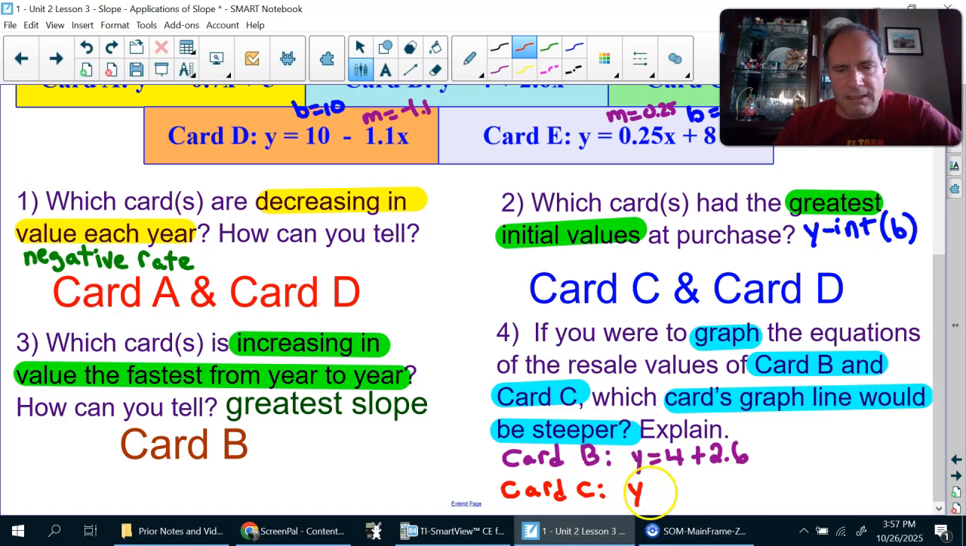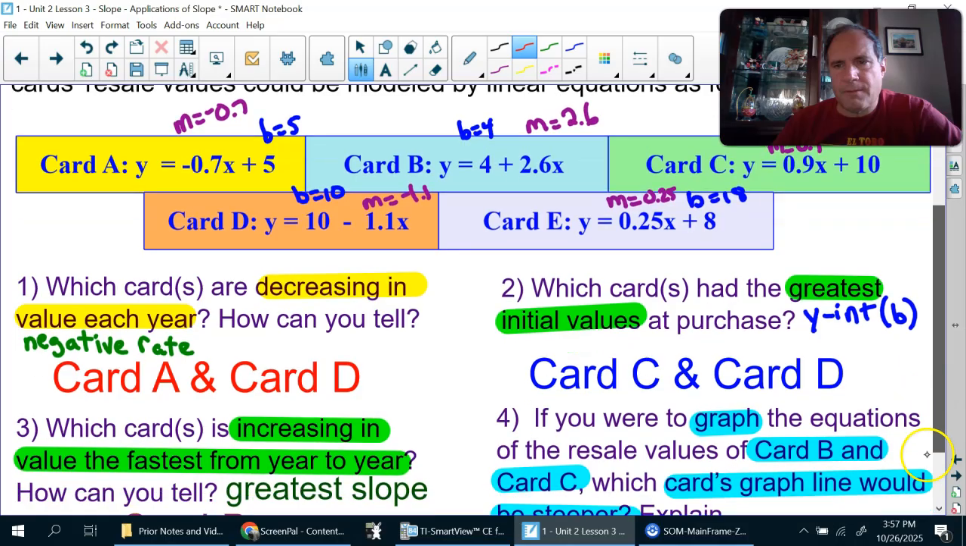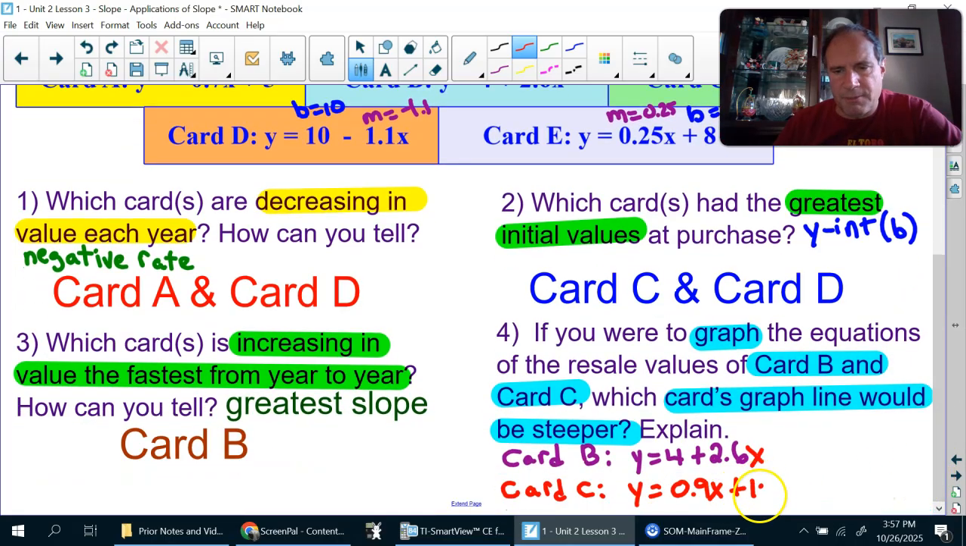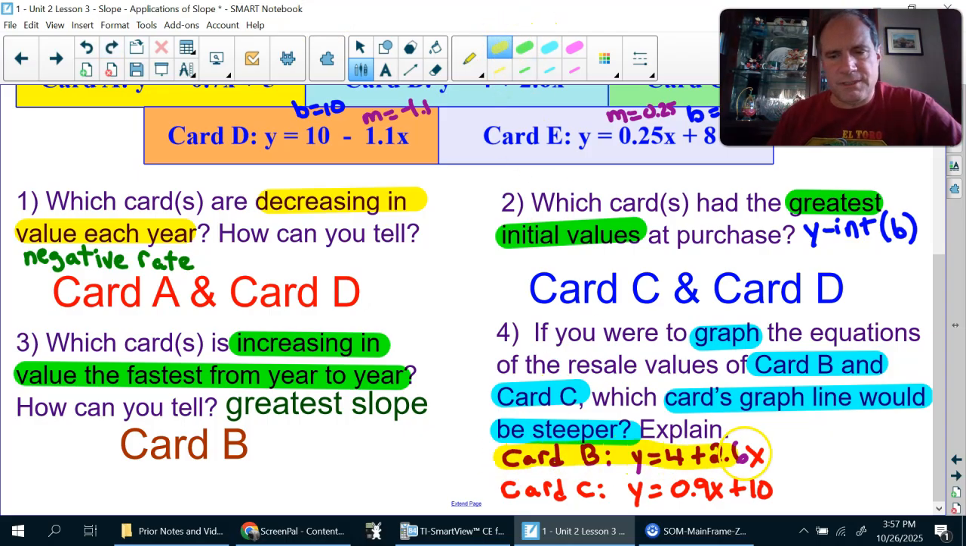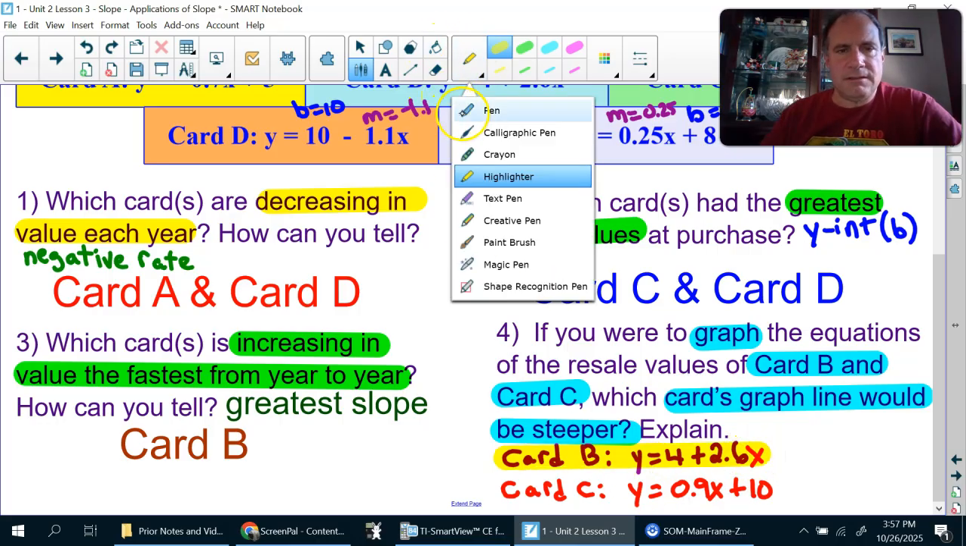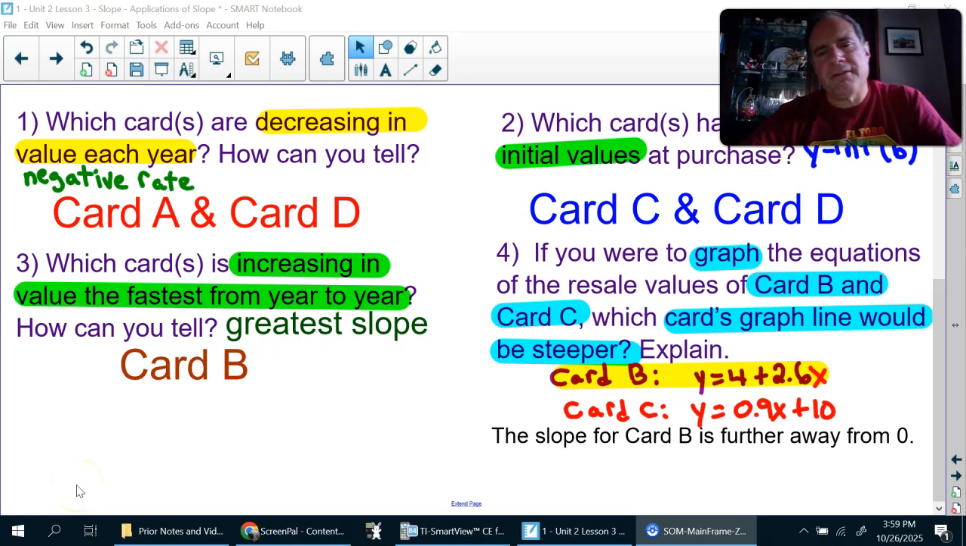steeper? So this is y equals 0.9x. This is x plus 10. So which one would be steeper? And card B would be steeper, and you look at it and say, okay, card B is steeper. It has the slope that is furthest away from 0. And there it is, card B, 2.6, further away from 0, the slope, and that means that the line would be steeper than a 0.9 slope.